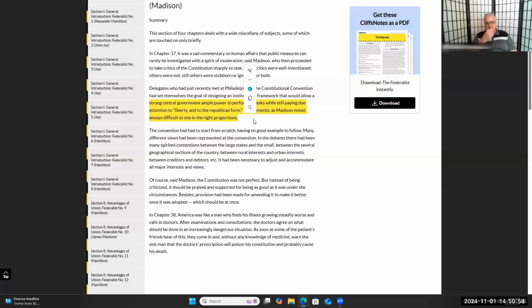The convention had to start from scratch, having no good example to follow. So in some ways the Constitution was new, right? You had the Articles of Confederation, you had precedents that had been set by other countries in current times and in past times and other cultures, Greek and Roman cultures all the way up to modern times at that time, which was the British. And the British ruled. But still, it was the first time with a great democratic experiment.